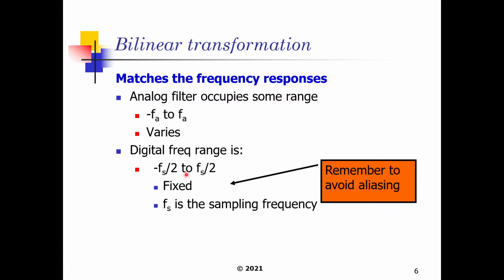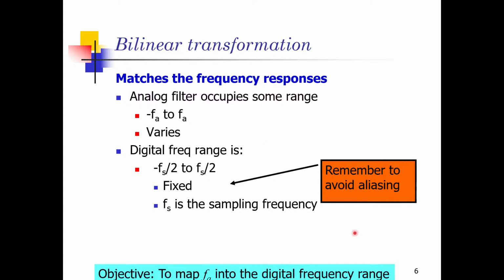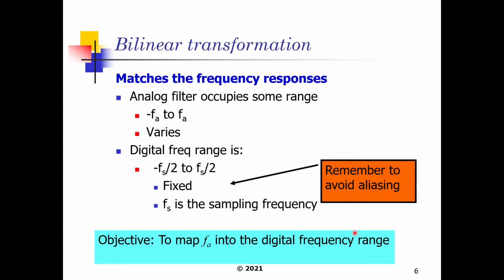Remember, in using the sampling frequency, we also need to make sure that we avoid the aliasing effect. So we want to use at least twice the original signal frequency, in this case the original filter frequency range. For really good results, we'll use up to 4 times or more as required. The general objective is just to map this analog filter frequency into a digital frequency range.